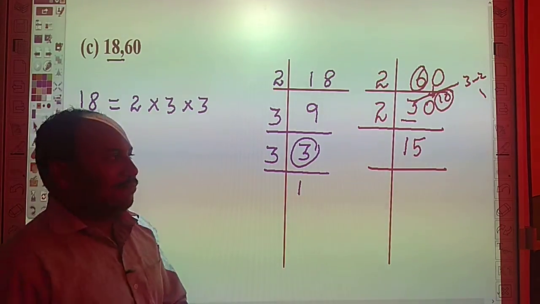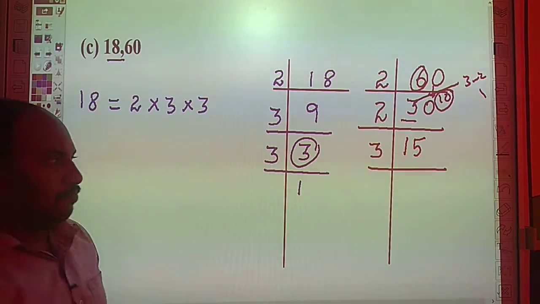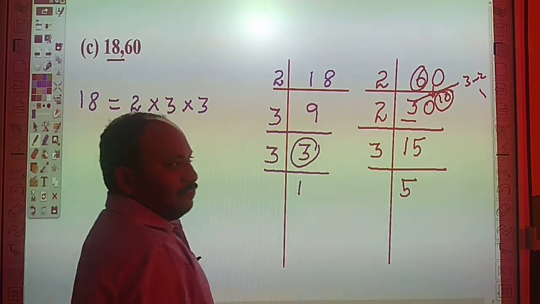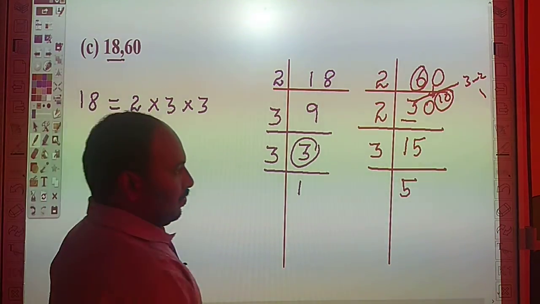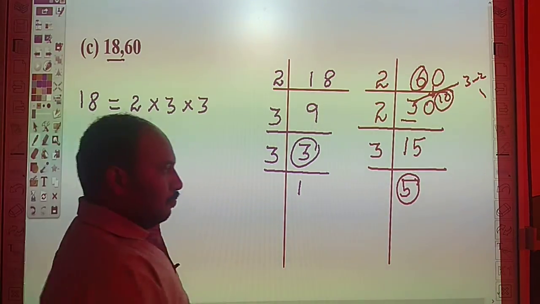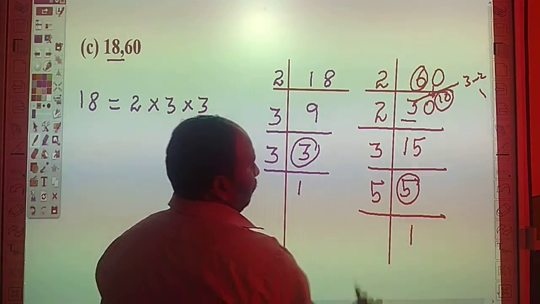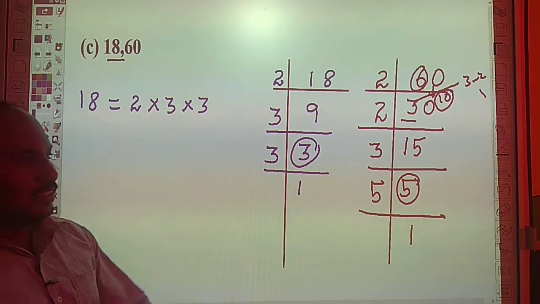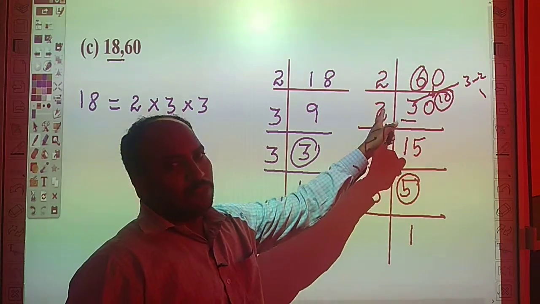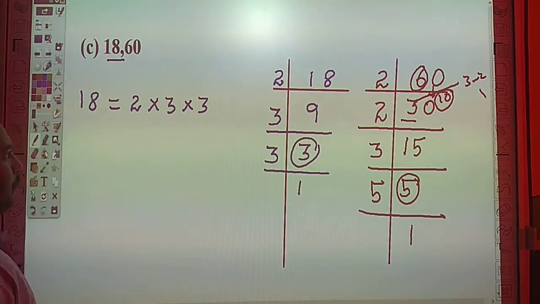So we go to another prime, 3. 5 into 3, 5 3s are 15. The number 5 is a prime, so itself divided by itself, 1 times. 1 into 5 is equal to 5. 5 into 3 is equal to 15. 15 into 2 is equal to 30. 30 into 2 is equal to 60.